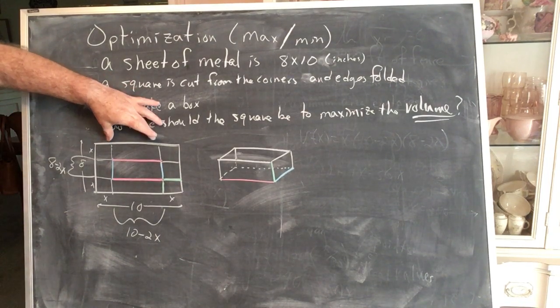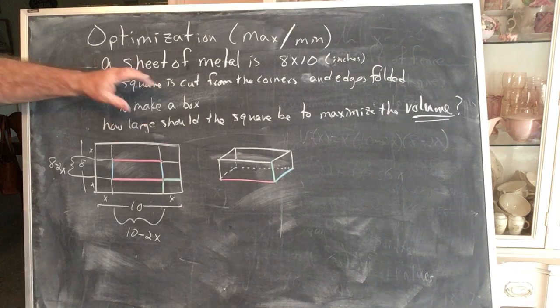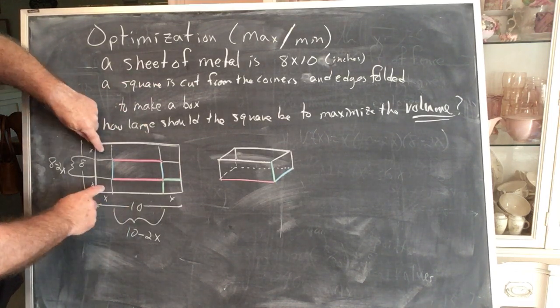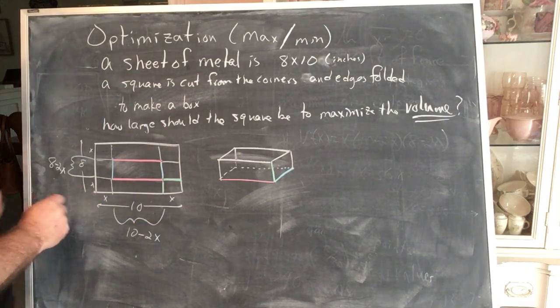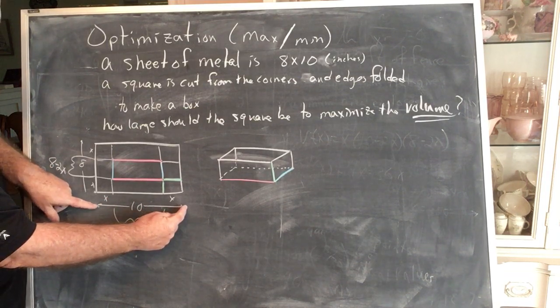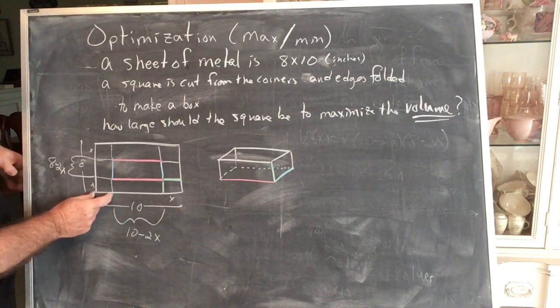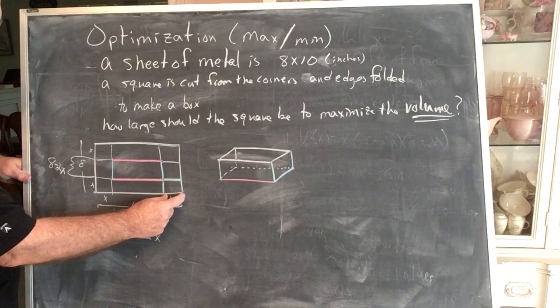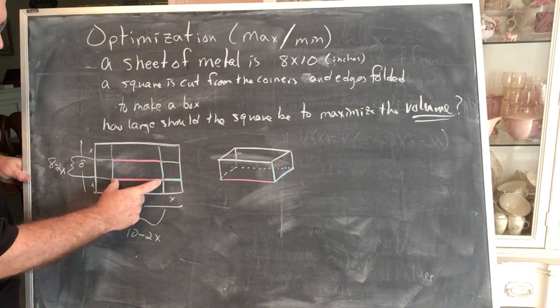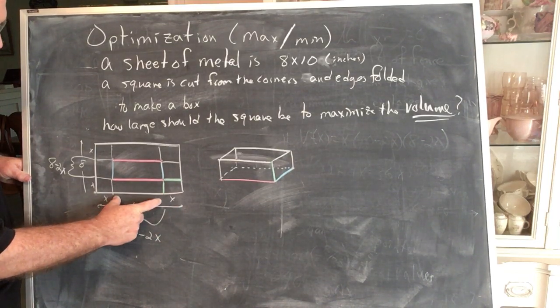All right, so I have my rectangular sheet of metal here. This is 8 by 10, and I'm cutting a square out of each corner of length x. So this grand total distance is 10. This little distance is x. This little distance is x. The question is, what does this red distance correspond to?